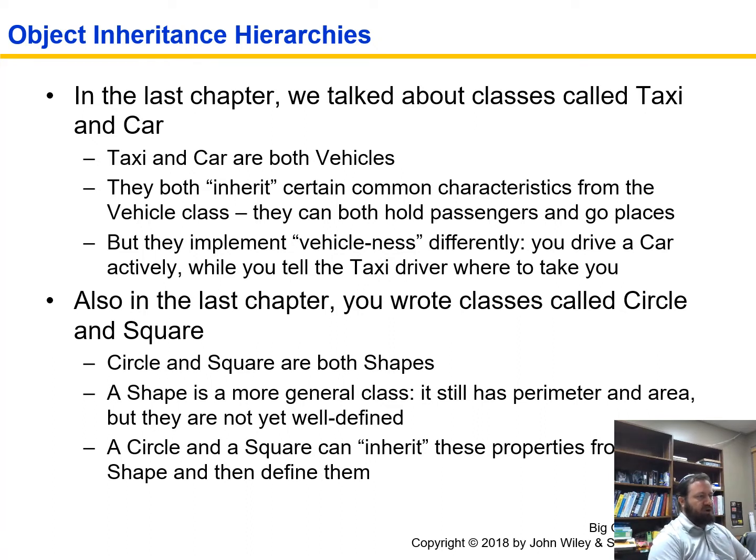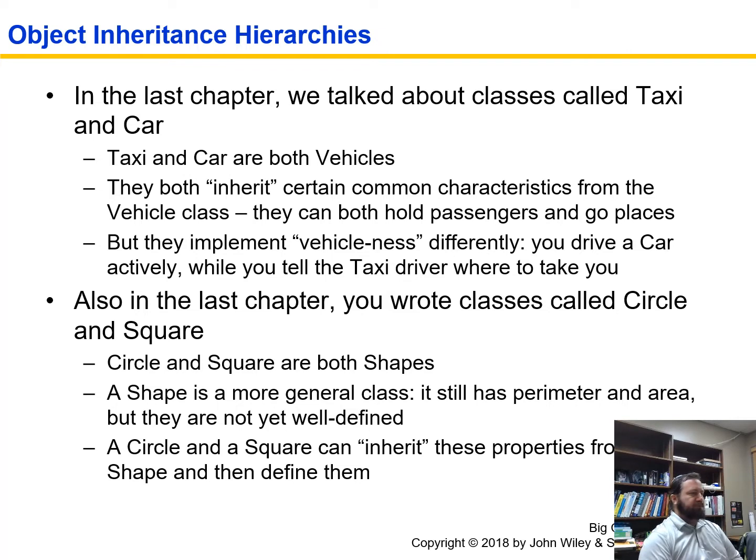You drive a car actively. You get in the front seat and you turn the steering wheel and push the pedals, while you get in the back seat of a taxi and just tell the taxi driver where to take you. So your interface, in other words, with a car is different than your interface with a taxi. So they both inherit certain characteristics from the superclass, the vehicle class, but they both change the implementation a bit.